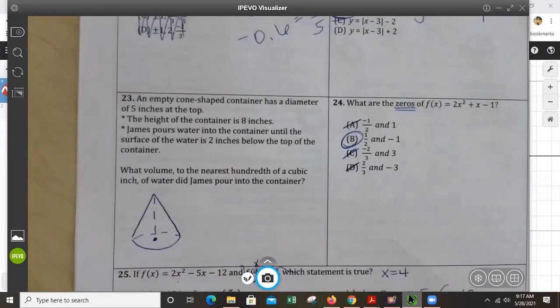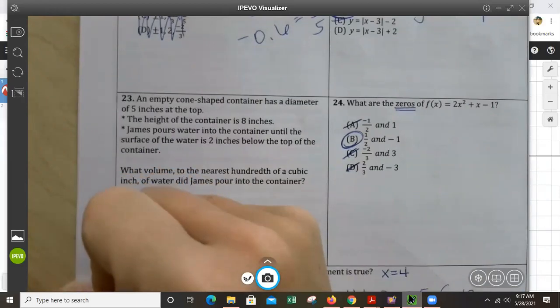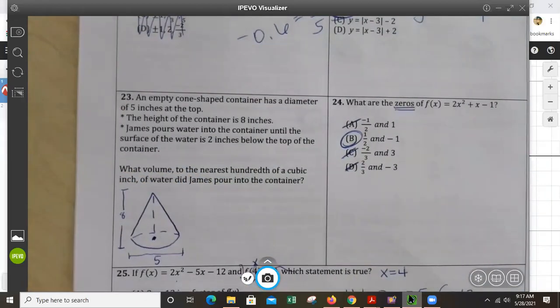So you have a cone. It says it has a diameter of 5 inches. It says it has a height of 8 inches. He pours water into the container until the surface of the water is 2 inches below the top of the container. We'll worry about that in just a second, okay?